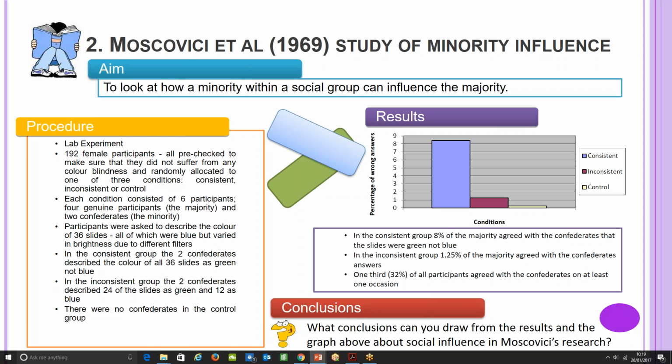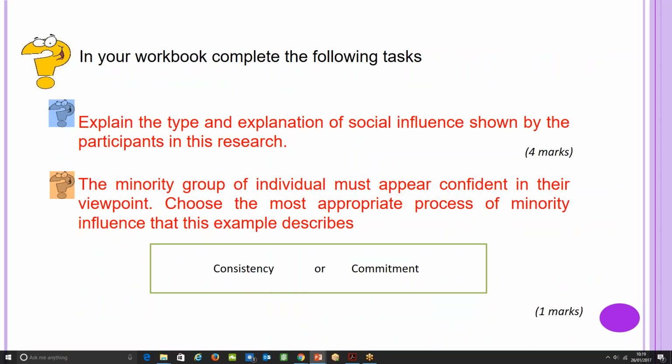However, to do so, consistency is very important. So 2 salient points there: Moscovici's research shows that the minority can influence the majority, and consistency is very important, for the 2 marks. Now in your workbook, if you're using our workbook, or if your teacher has downloaded our workbook from TES, complete the following tasks. If not, on lined paper, complete the following tasks. Explain the type and explanation of social influence shown by the participants in the research.